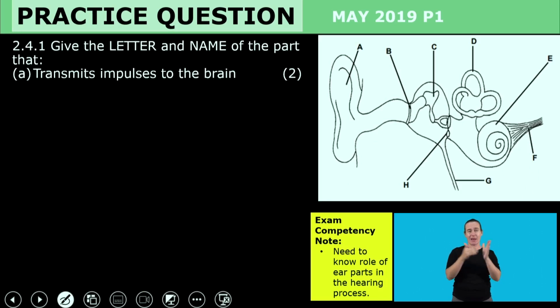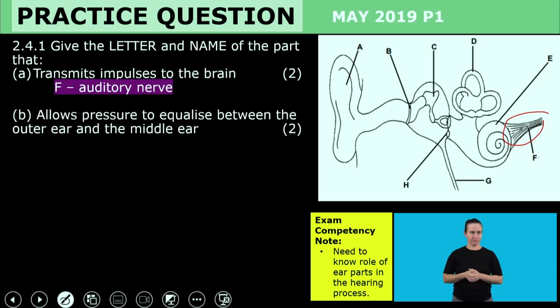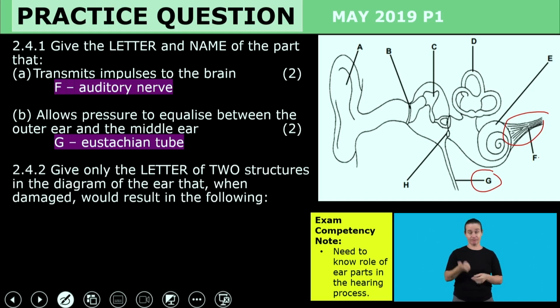241. Give the letter and the name of the part that transmits impulses to the brain. So you check, this is the auditory nerve. So it's F, auditory nerve, for 2 marks. B. Allows pressure to equalize between the outer and the middle ear. So the outer and the middle ear, this is the Eustachian tube. Our answer is G, Eustachian tube.